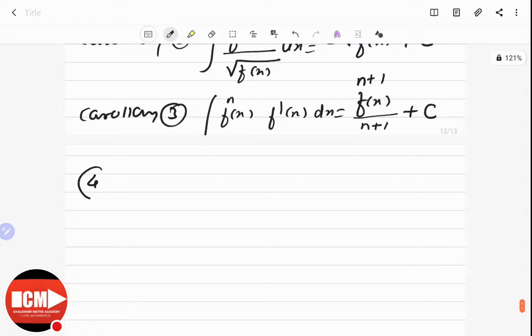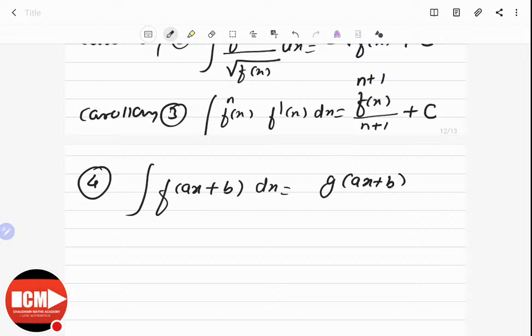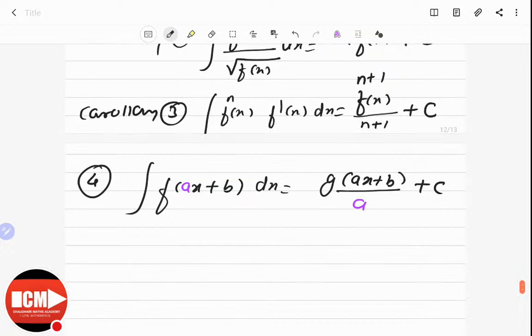Fourth one was not exactly the corollary, but it was a rule of the composite. Integration of g of ax plus b with respect to x is always G of ax plus b, and without fail divide by the coefficient of x if you observe any composite function. Along with that, we derived two standard integrals.